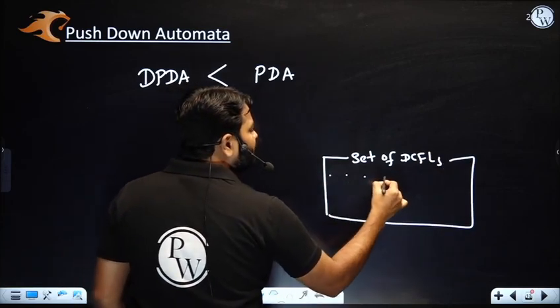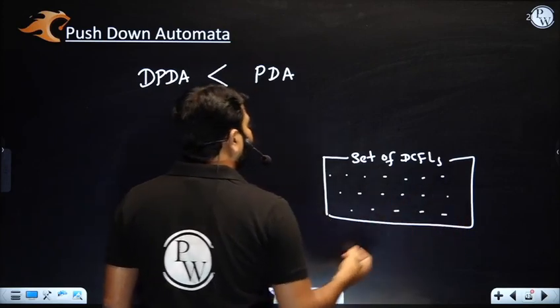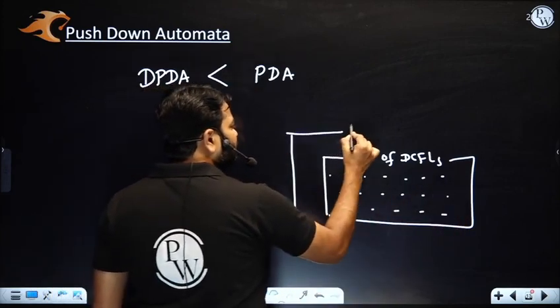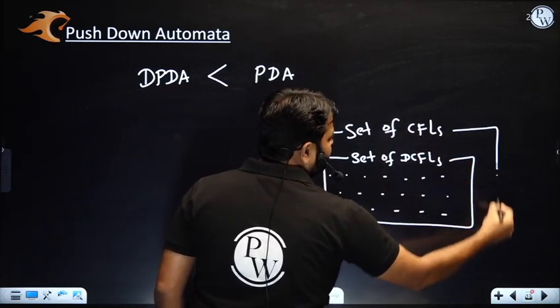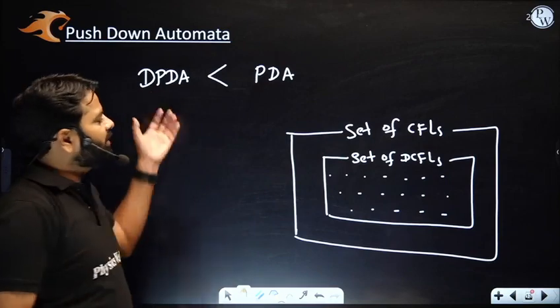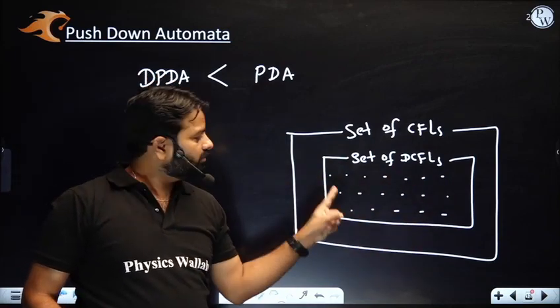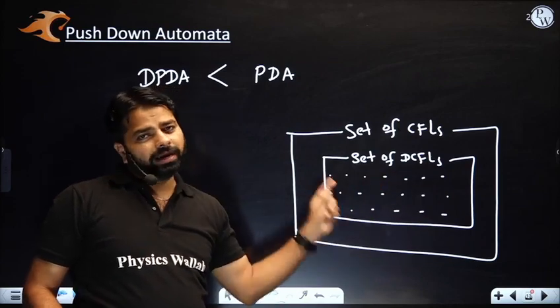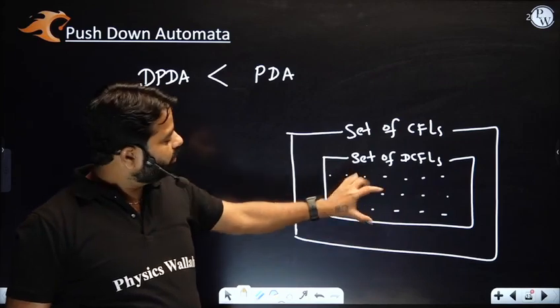You have so many DCFLs here, right? So many, including regulars, finite languages, all. This set is CFLs, the set of CFLs. If I use a DPDA, I can only represent this many languages, right? But with a PDA, I can represent all, including DCFL.